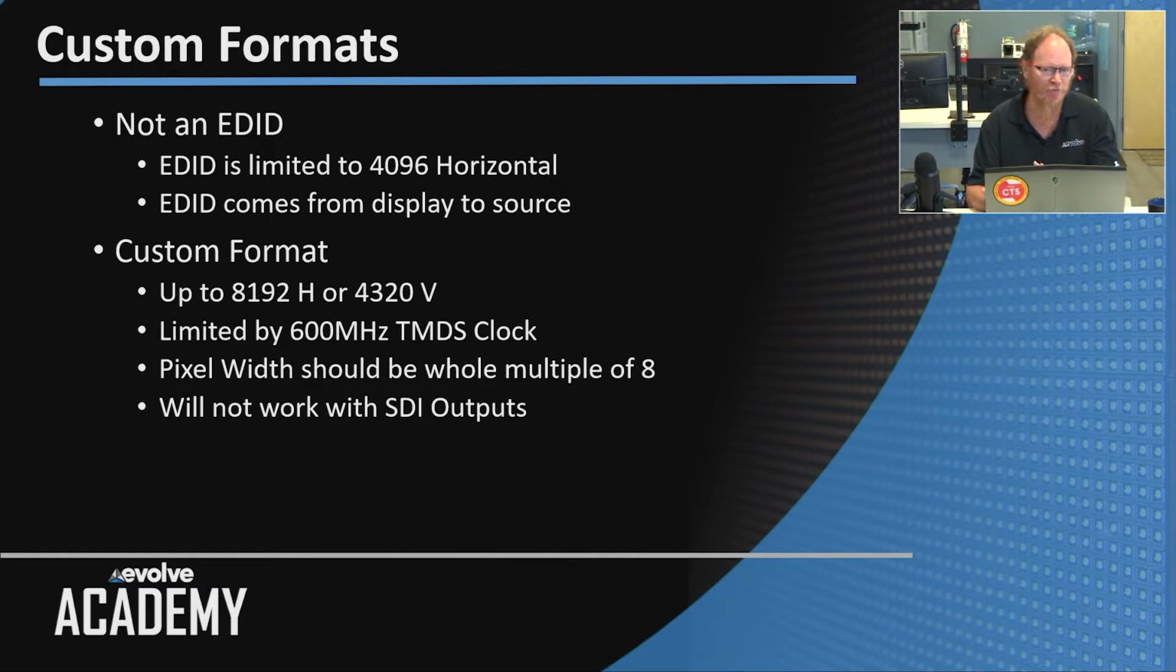So custom formats exist in the LiveCore and also in the LivePremier platforms. It's not an EDID. An EDID is limited to 4096 horizontal, and it comes from a display to a source. A custom format can be up to 8192 horizontal and 4320 vertical. It is limited by the pixel clock, that 600 megahertz clock that we talked about earlier.